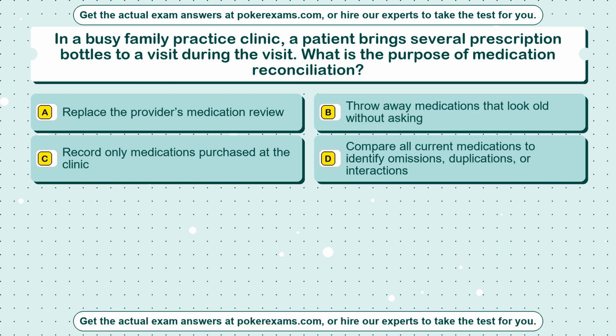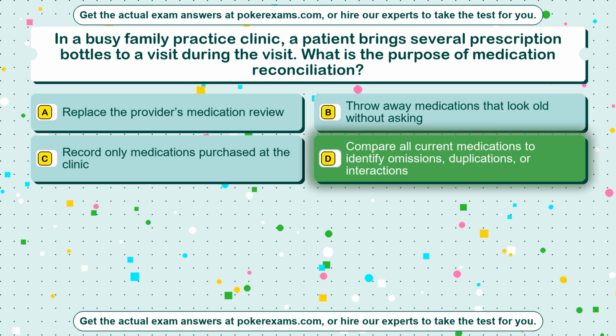Question 44. In a busy family practice clinic, a patient brings several prescription bottles to a visit. During the visit, what is the purpose of medication reconciliation? Option A, replace the provider's medication review. Option B, throw away medications that look old without asking. Option C, record only medications purchased at the clinic. Option D, compare all current medications to identify omissions, duplications, or interactions.